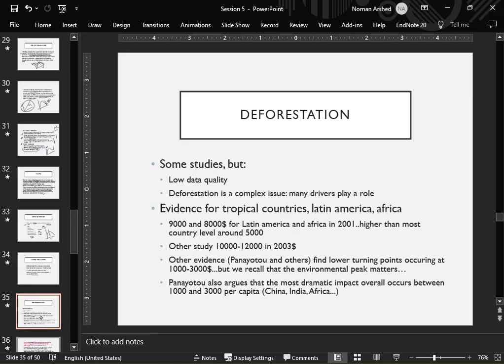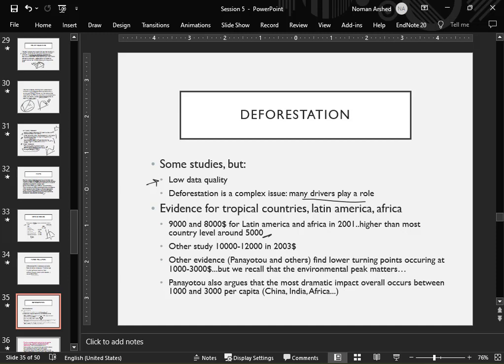For deforestation, the data quality is very low because deforestation does not necessarily mean that the trees have been cut. Deforestation is a complex issue. There are many other reasons behind cutting trees, not only getting wood. The empirical evidence for tropical countries in Latin America is that when income crosses 8,000 to 9,000, and in Africa mostly 5,000, they start to stop the deforestation.